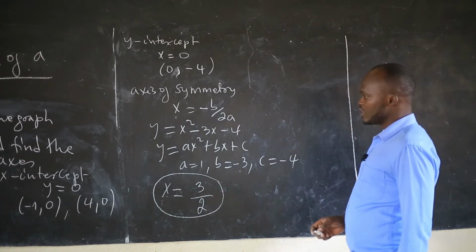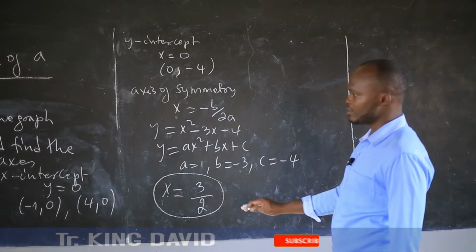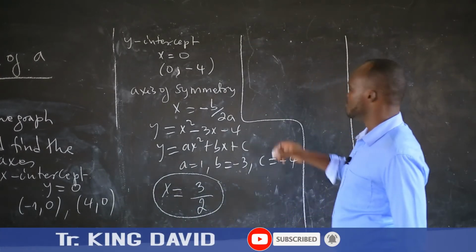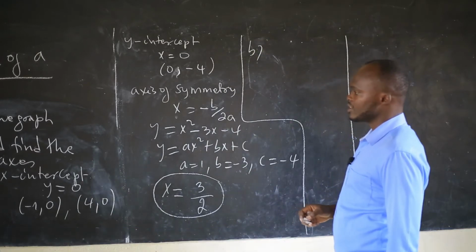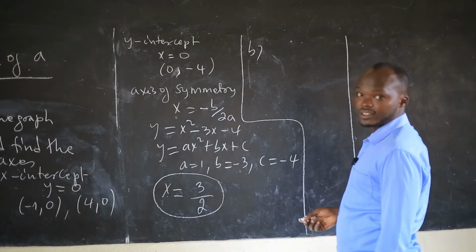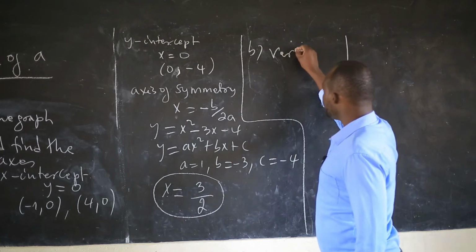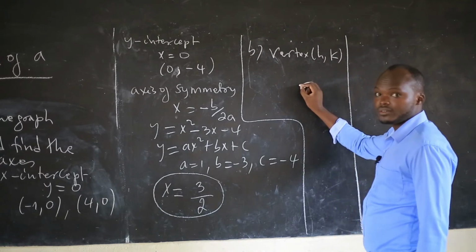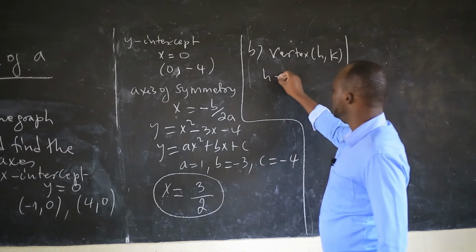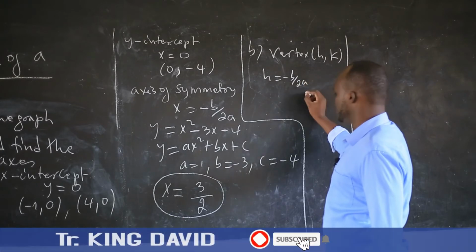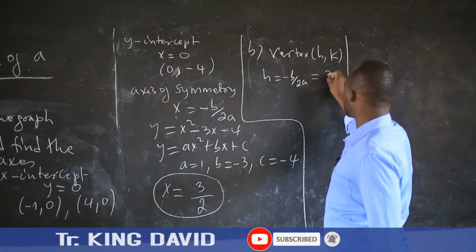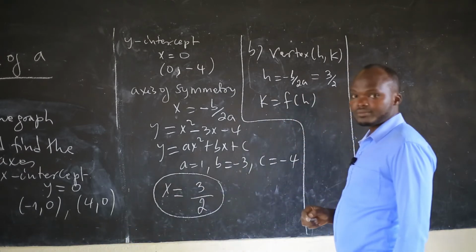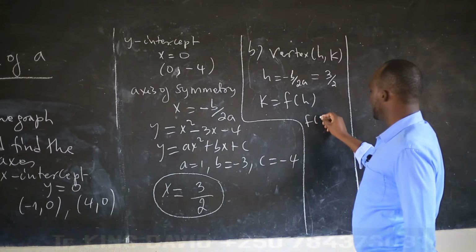From there, we are done with A. So we're going to do B. B is saying, sketch the graph and find the coordinates of the vertex. So what is the vertex? The vertex is (h, k). How do we find h? h equals negative b over 2a, which is 3 over 2. So how do we find k? k is f of h. So it will be f of 3 over 2.